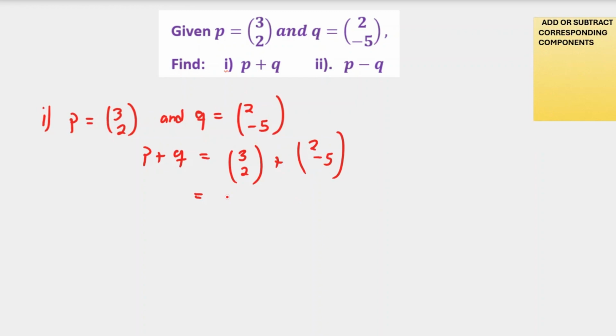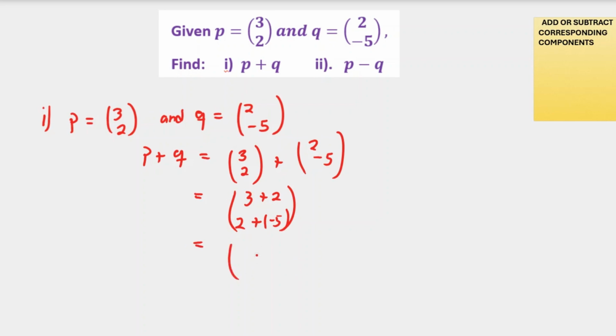And what are the corresponding components in this case? 3 and 2 are corresponding. They occupy the same position. So that's going to be 3 plus 2. We come to the other ones, that's going to be 2 plus negative 5. I've kept it in brackets because of the negative sign. So let's see what we're going to get here.